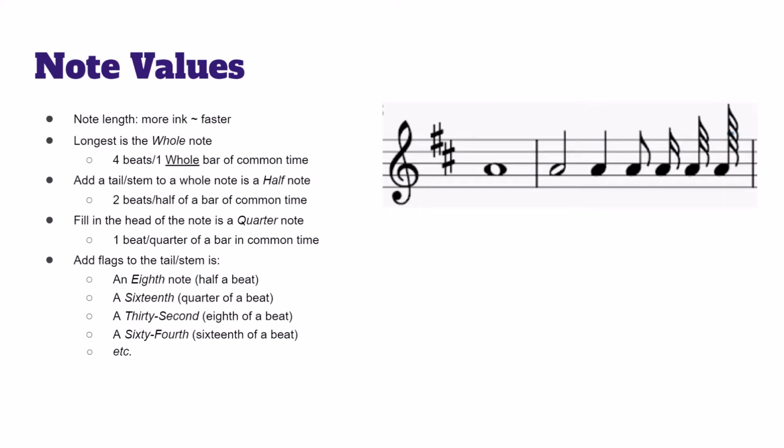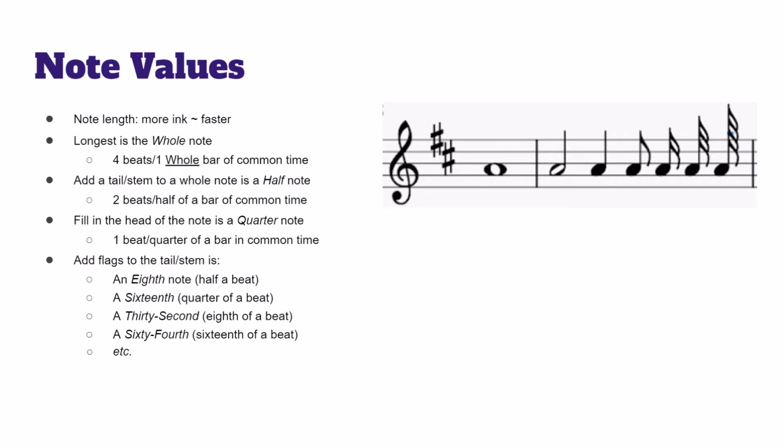Now let's talk about note values. In general, a note written on the page is longer if there is less ink and faster if there is more ink used in writing it. So the longest note is a simple open circle called a whole note. This gets 4 beats or 1 whole bar of common time, hence the name. If you add a tail or a stem to that note, you get a half note, which is 2 beats or half of a bar of common time.